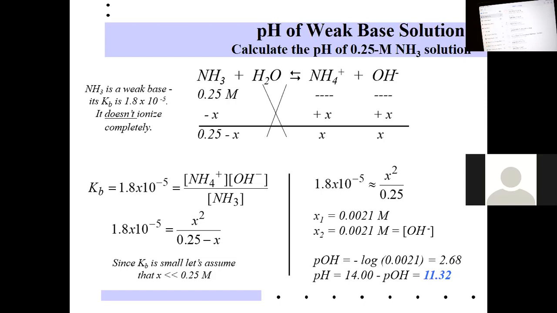So 14 minus that, the pH of this weak base solution is still pretty high. Why is this such a high pH value if it's a weak base? It's so high because this concentration is pretty big. 0.25 molarity is a pretty big concentration. Anybody have a question? Anybody not able to get something on their calculator?